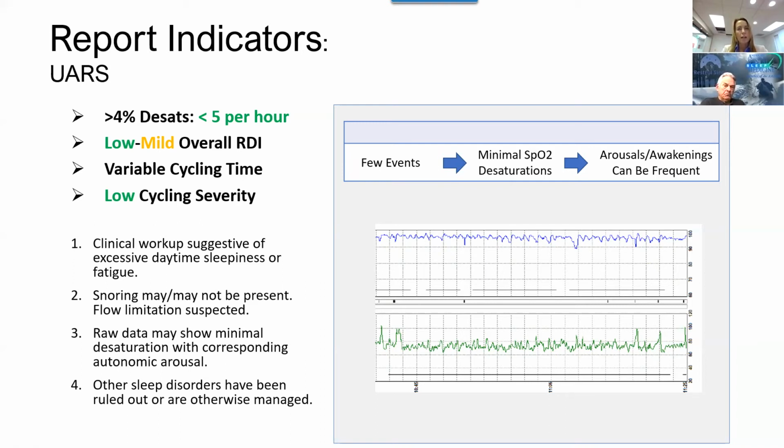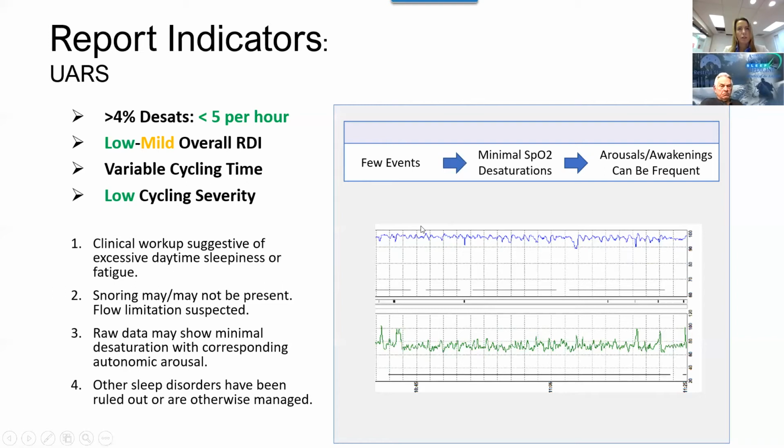So what we're going to be looking at for upper airway resistance on the reports is the greater than 4% DSAT index, which should be less than 5 per hour. You may have a low to mild overall RDI. You may see some increased RERAs in there, but usually it'll be low to mild overall. And then we're looking for variable cycling time. So there may be some ventilatory instability, but this is relatively mild in nature. So variable cycling time, but low cycling severity on that.